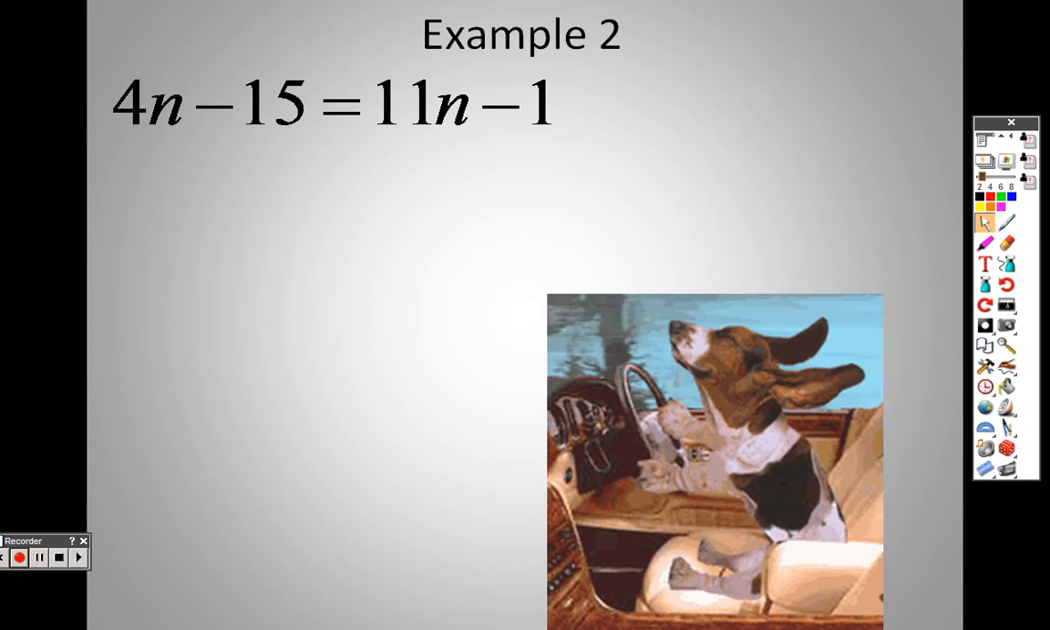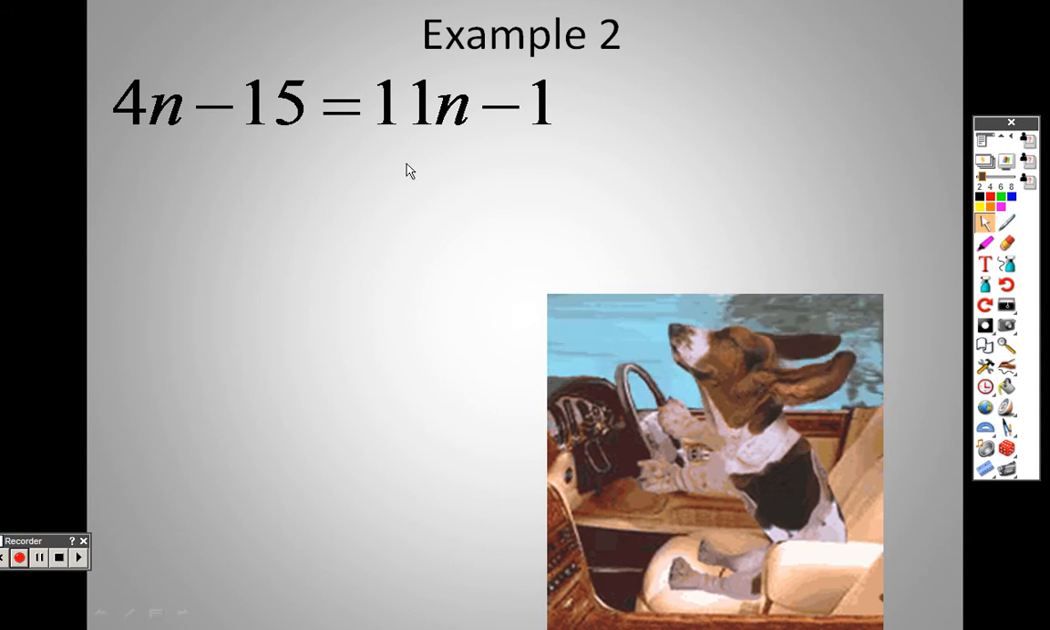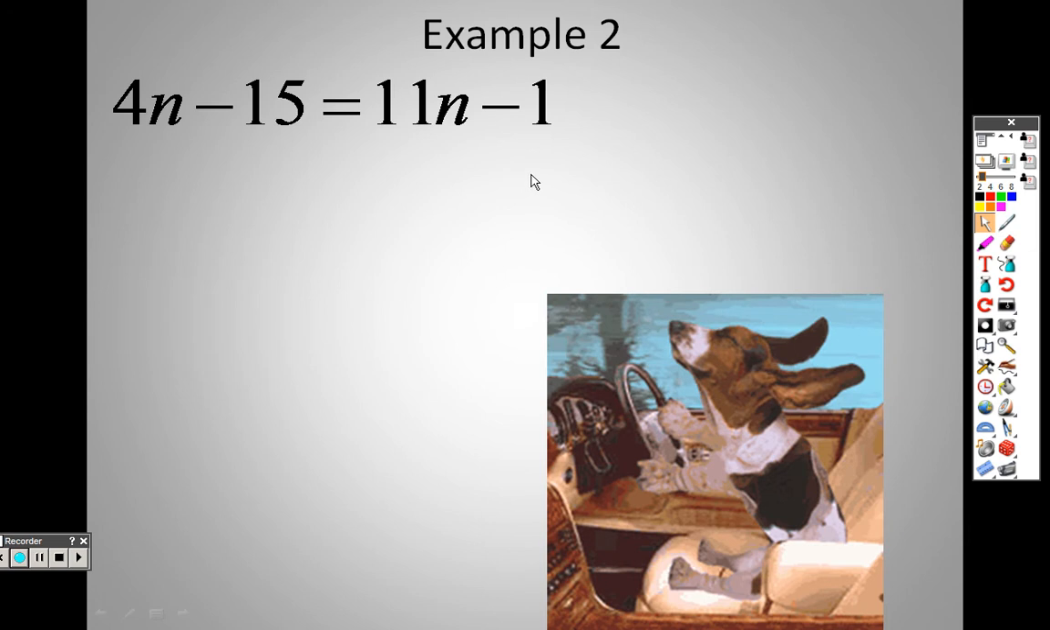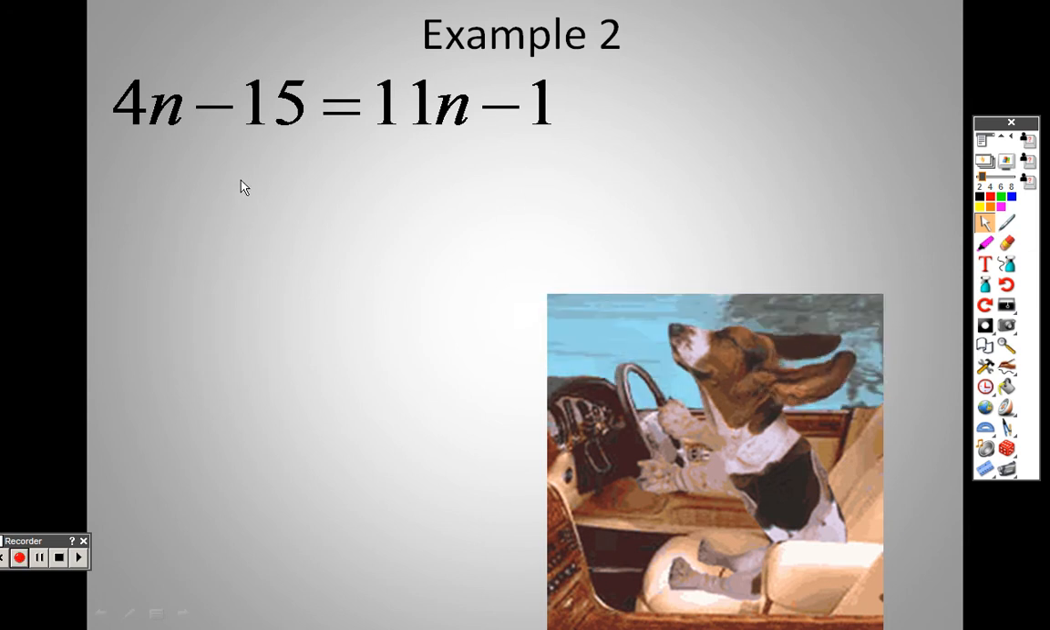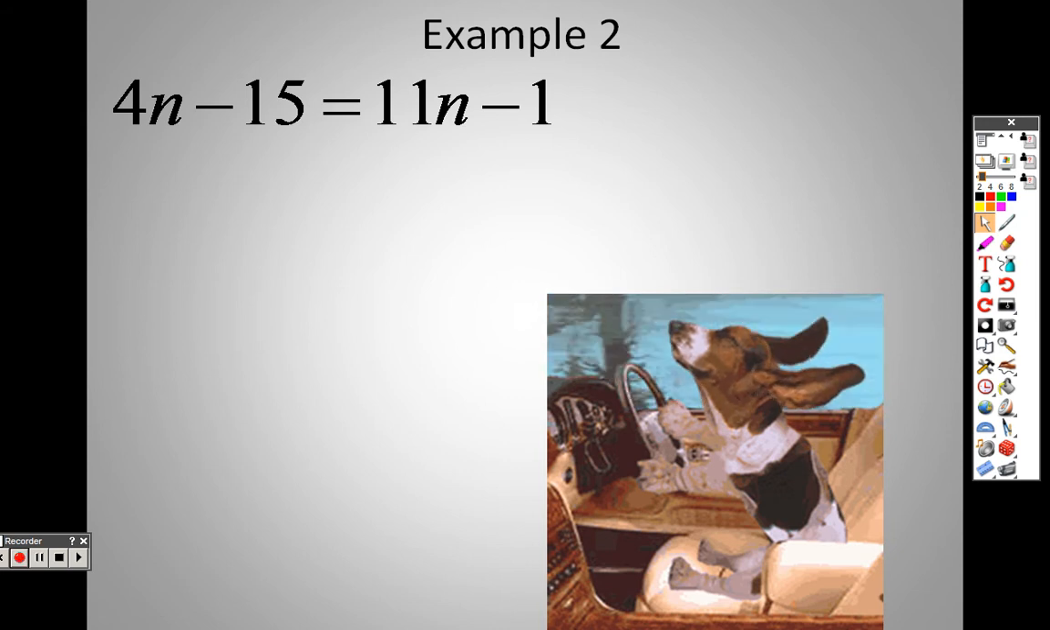But there are many ways to solve this problem. I could subtract a 4n to this side. I could subtract an 11n to this side. I could add 15n to this side. Or I could add 1 to this side. Either way, any way you want to start this, you're okay. My point is, any one of those 4 items you want to move first, just move it. It doesn't matter. Okay, we'll go from there.